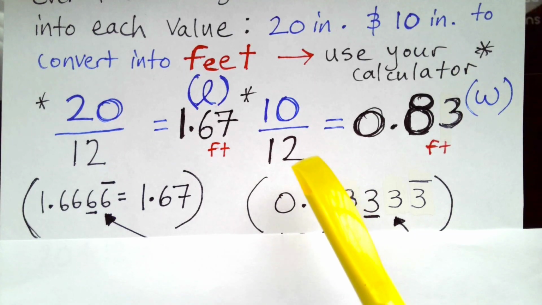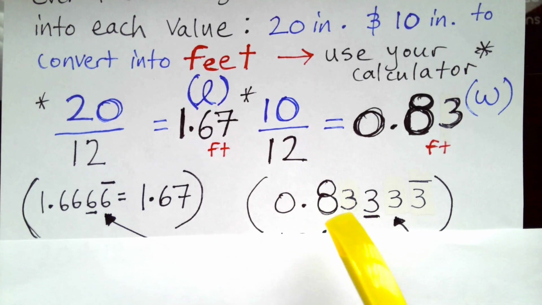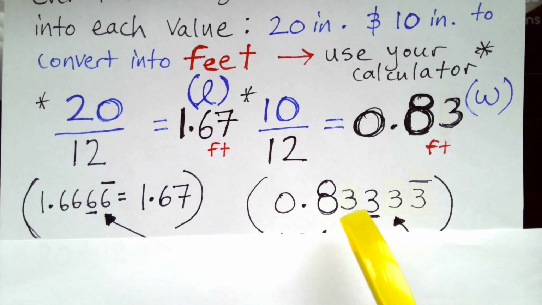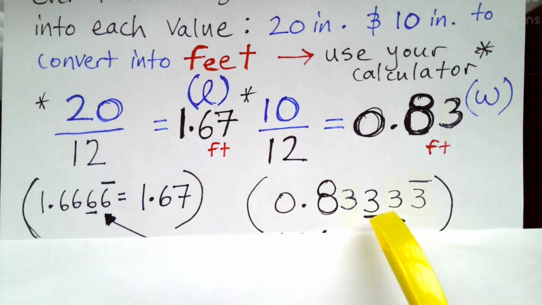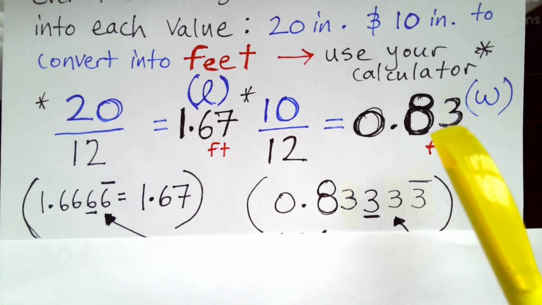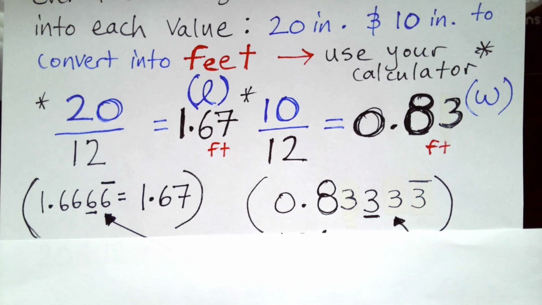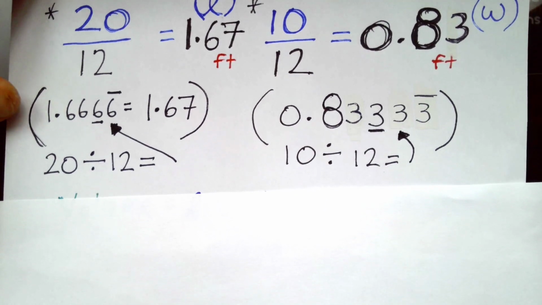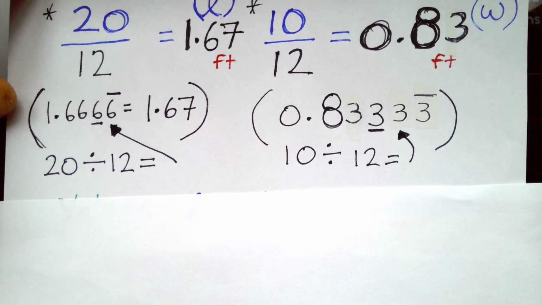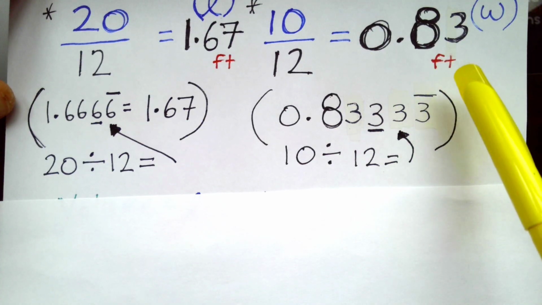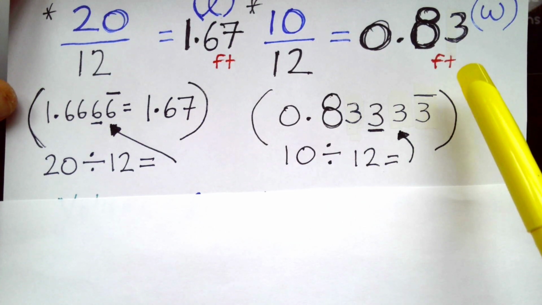10 divided by 12, punch that into a calculator, you get 0.83333. The 3 repeats over and over again. The number to the right of the hundredths place, is that 5 or larger? No. Then that 3 is just going to stay the same, like you see up here, 0.83. So now we have our two values in feet. 20 inches equals 1.67 feet. 10 inches equals 0.83, or 83 hundredths, of a foot.